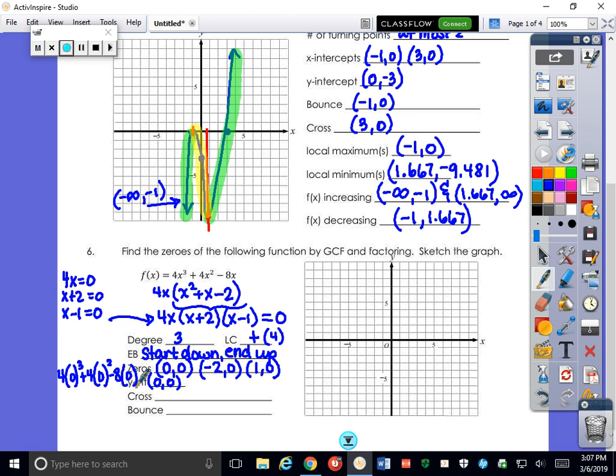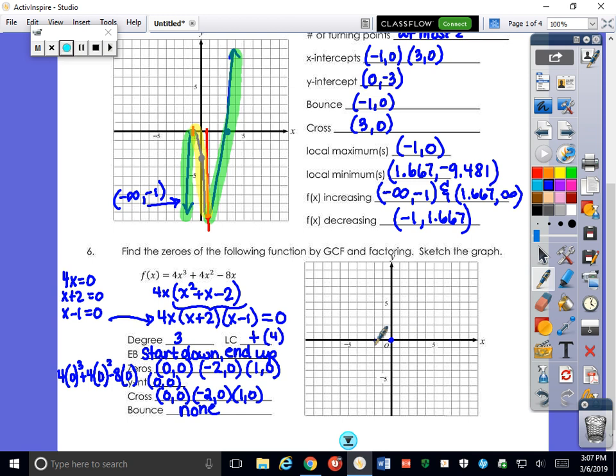Okay, cross and bounce, they are all going to cross because if you look at all the factors, we only have one 4x, we only have one x plus 2, and we only have one x minus 1. So all three of these zeros are going to be crossing, and none of them will be bouncing. So we're going to put none right there.